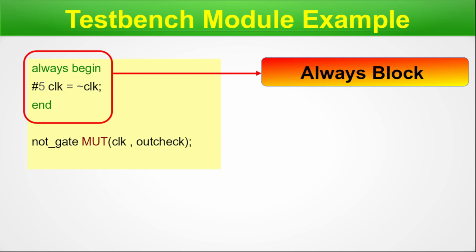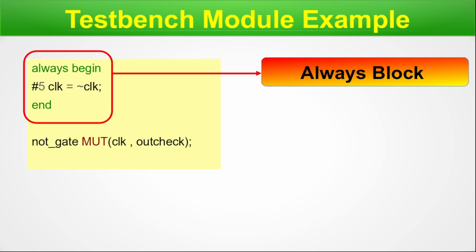Next comes the most important part of a test bench. Here we instantiate a NOT gate. First we write the module name, and the instance name is MUT. Here MUT means module under test, and we put the two arguments here, CLK and outcheck. In the next episode, when I simulate, I will tell you what is what and why we are keeping them. For now, just understand that we connected the CLK and outcheck, which we have defined as reg and wire, with the actual module.